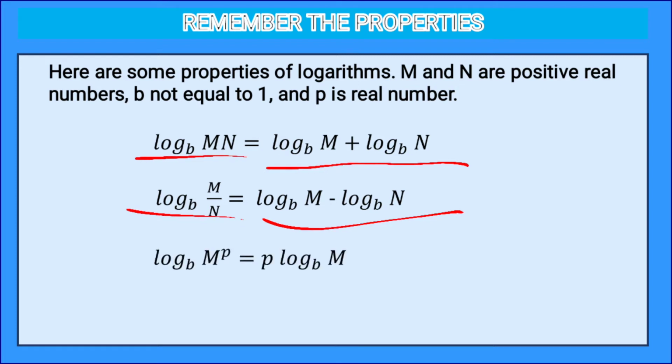And once we have log base b of m raised to p, our exponent p will become a constant: p times log base b of m. And for the last property, log base b of m is equal to log base b of n if and only if m is equal to n. Make sure you are already familiar with the properties of logarithms, because you can use them to arrive at the correct answer when you are differentiating a logarithmic function.